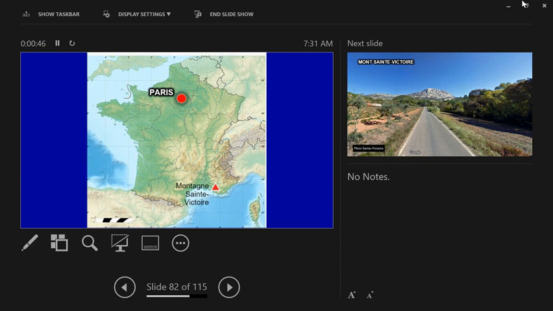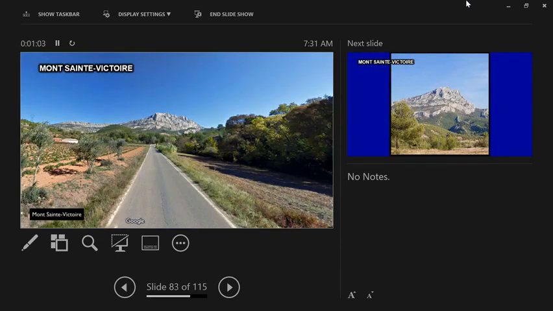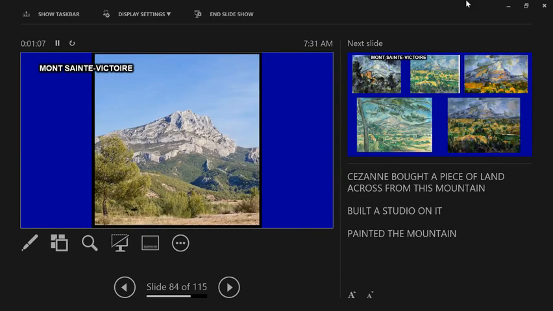So I want to share with you where Saint Victoria Mountain is. It's in the south of France, close to where Vincent van Gogh was in Arles. This is the mountain as you drive up to it. A little closer view. Cézanne bought a piece of land across from this mountain, and he built a studio on this piece of land, and he painted the mountain.